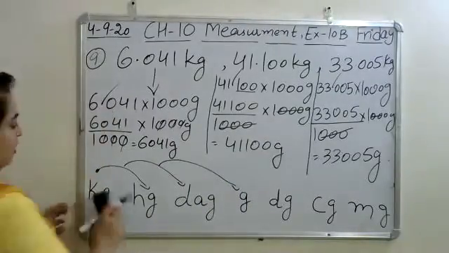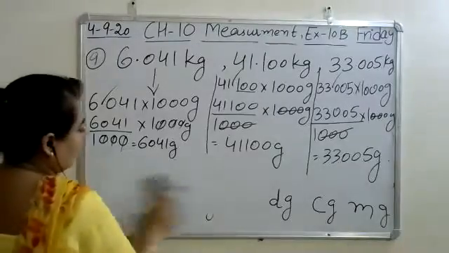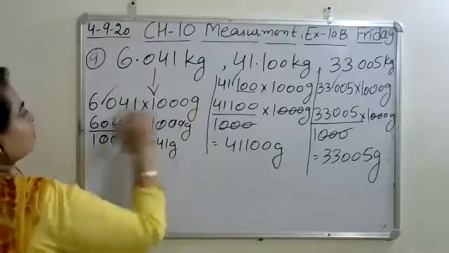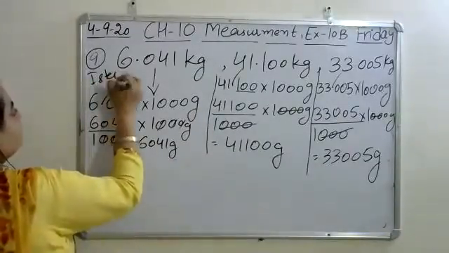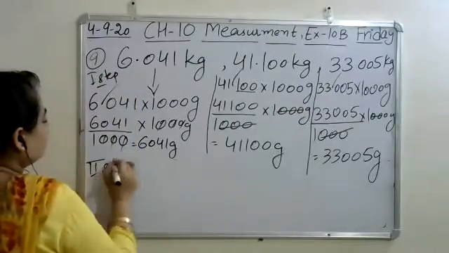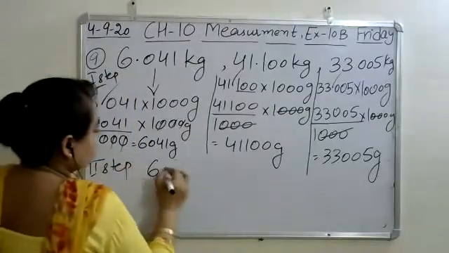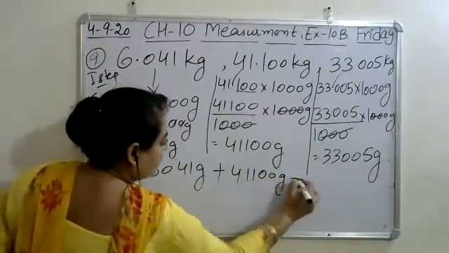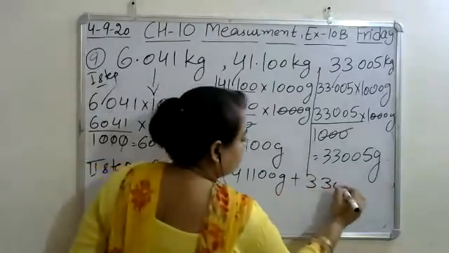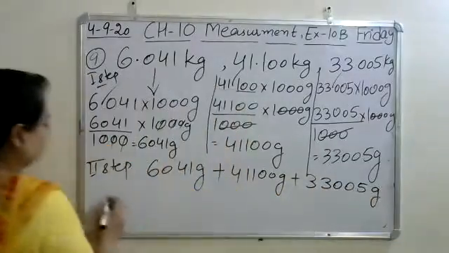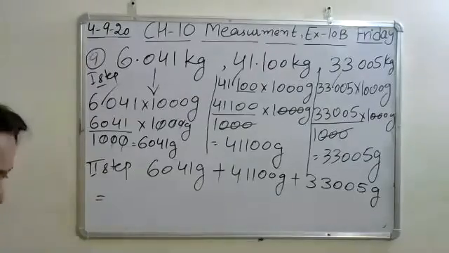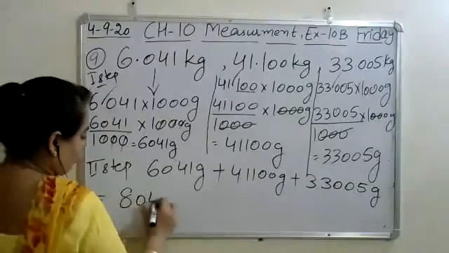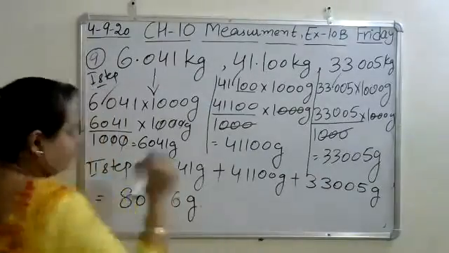Very good, Raghav Gupta. Very good. Now add. So this is your first step, to convert. Now in the second step you will add. It means 6041 gram plus 41100 gram plus 33005 gram. So here you have 80416 gram. Well done. 80416 gram. Very good response.